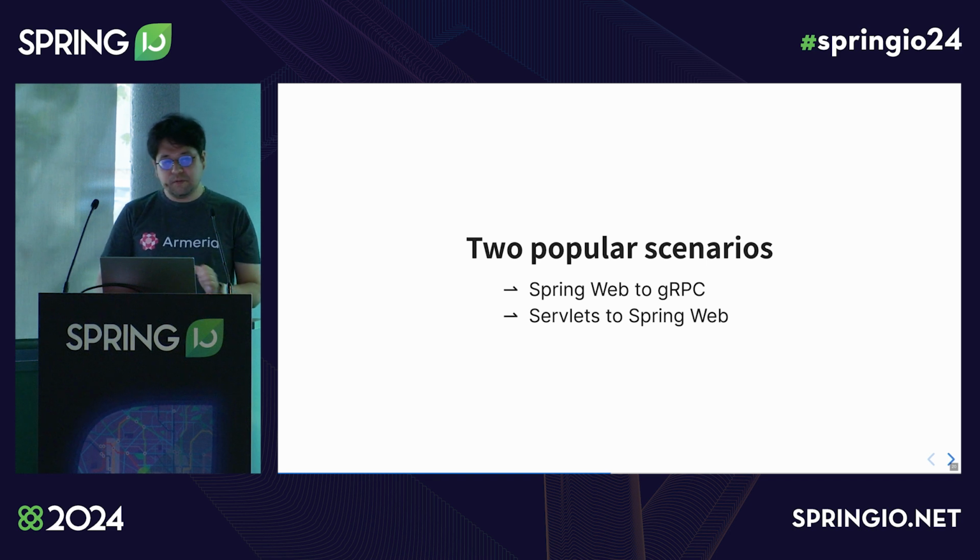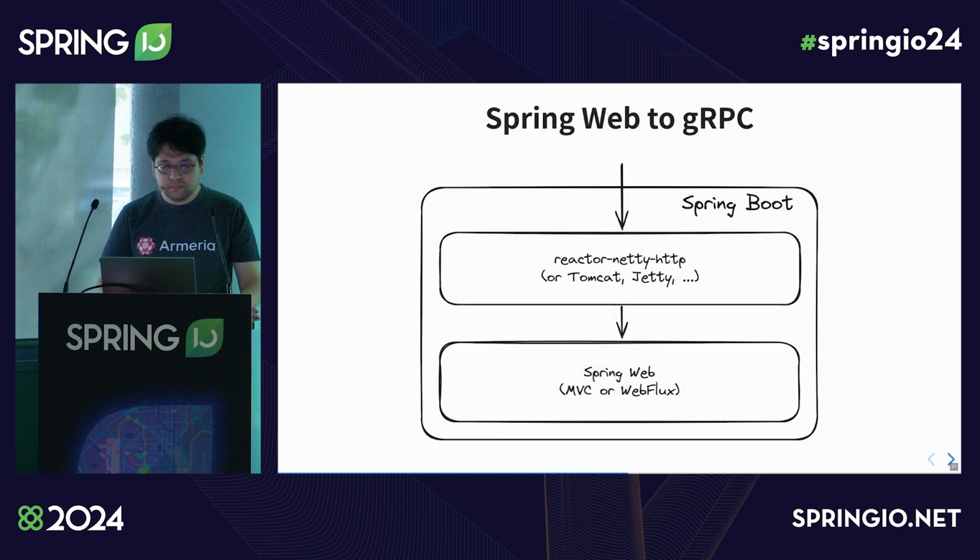So to give you a more concrete understanding of what's going on, I'm going to show two migration scenarios. One is to migrate an existing REST API based on Spring Web to gRPC, and the other is to migrate a legacy servlet to Spring Web. So let's start with the Spring Web to gRPC scenario.